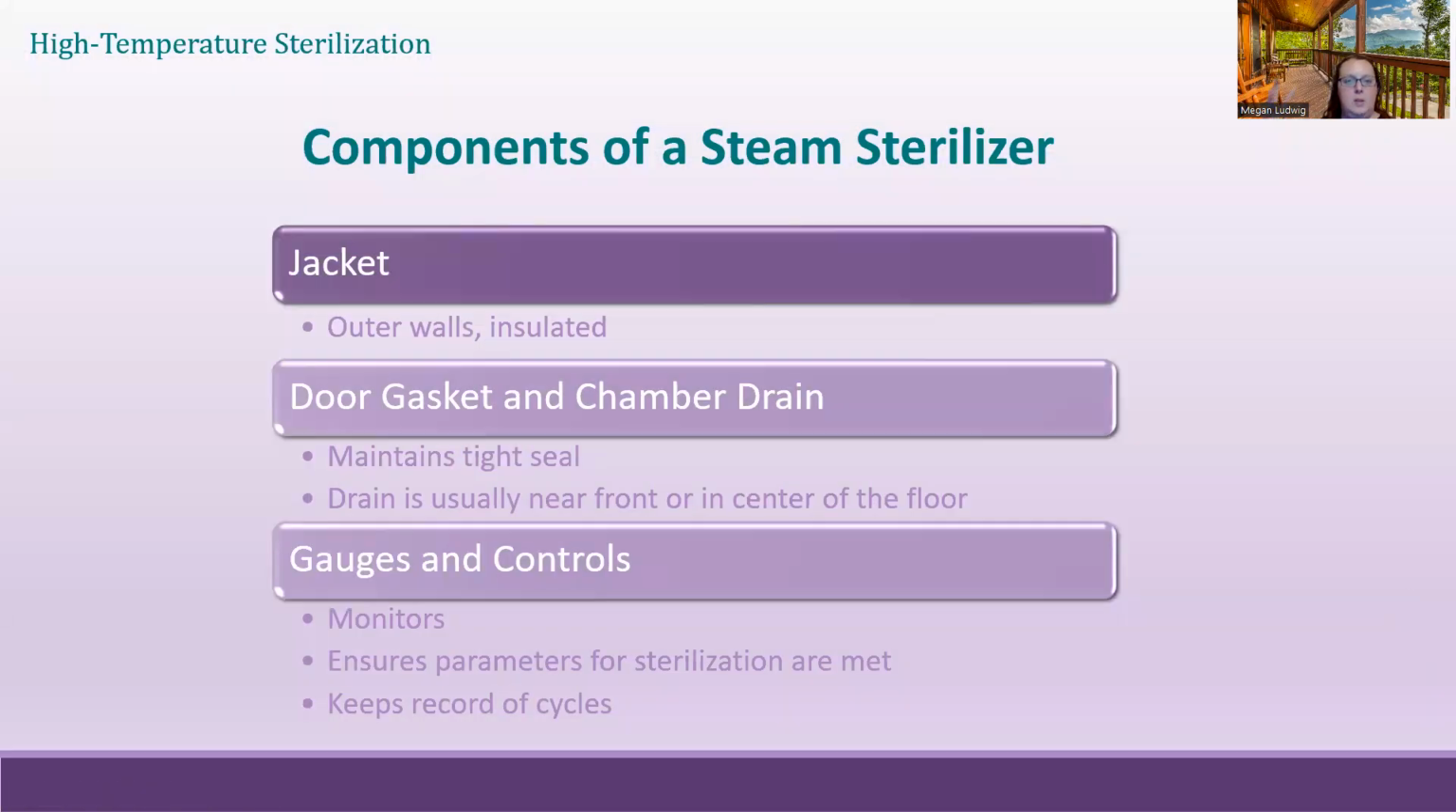So what is in a steam sterilizer? Let's look at the components. There are three main parts to the steam sterilizer. Okay, first you have the jacket, then a door gasket and chamber drain, and then the gauges and controls.